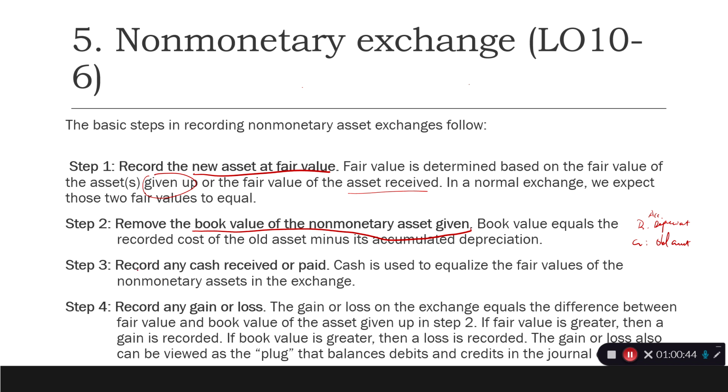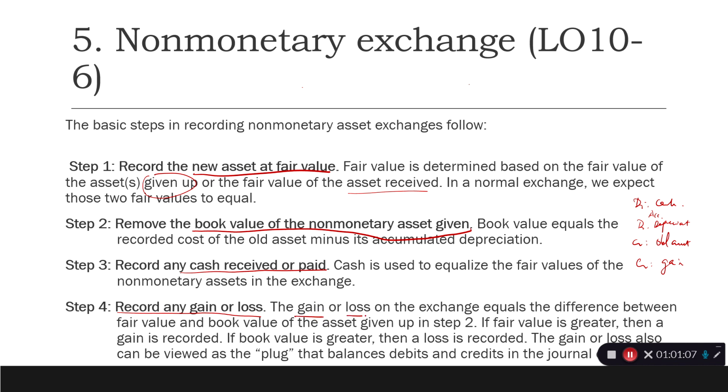Then you're going to record the cash involved if there is a cash payment. If you receive cash, you debit cash. If you pay cash, you credit cash. And then you're going to figure out whether debit equals credit. If debit is bigger than credit, you record a gain. If debit is less than credit, you record a loss.